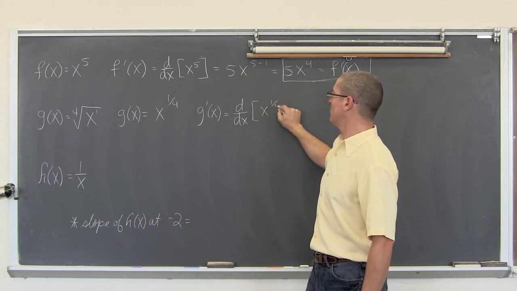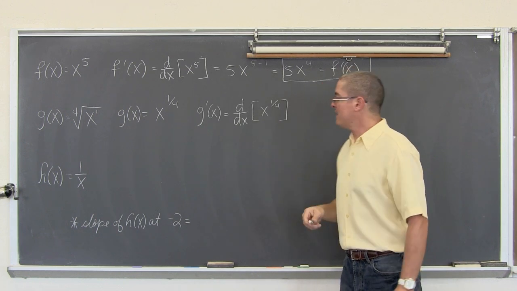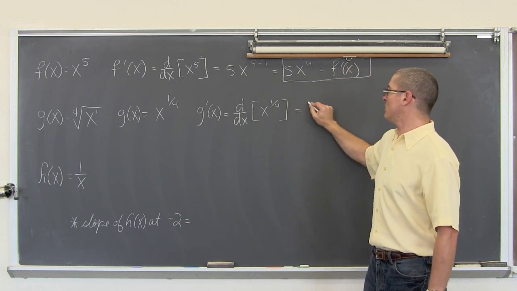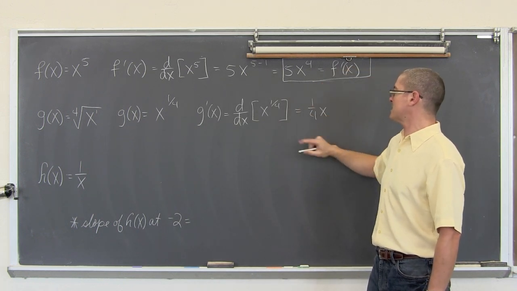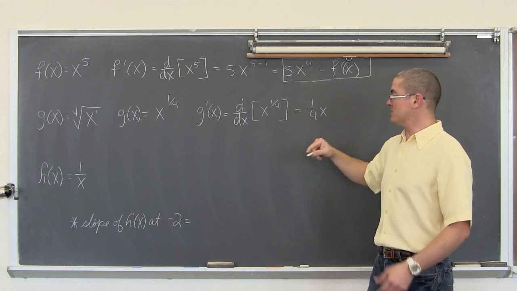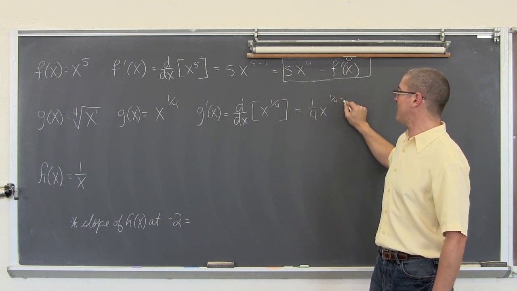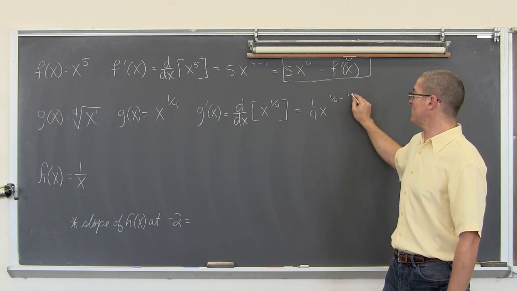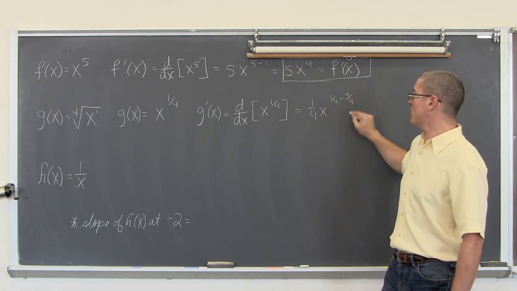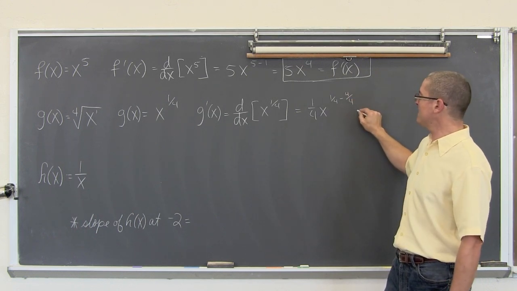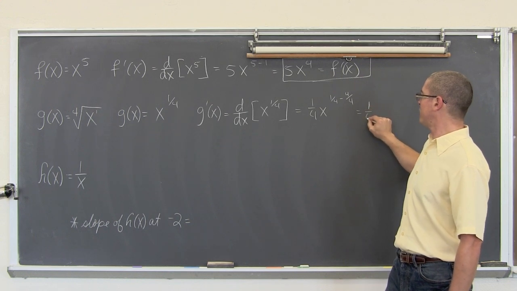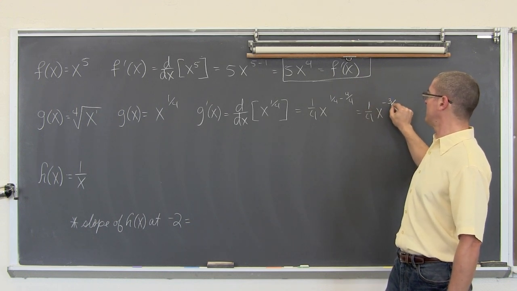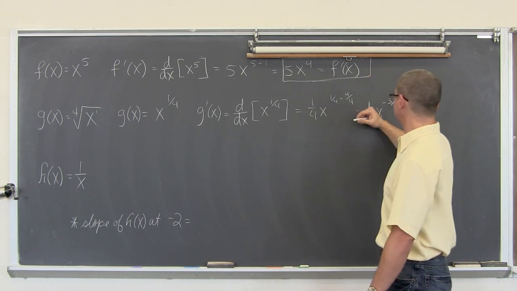to the 1/4 power, and that is 1/4 x, and then we're going to have to subtract this. So we have 1/4 minus 1, which we need a common denominator, so we're going to make that 1 equal to 4/4 and get 1/4 x to the negative 3/4 power.